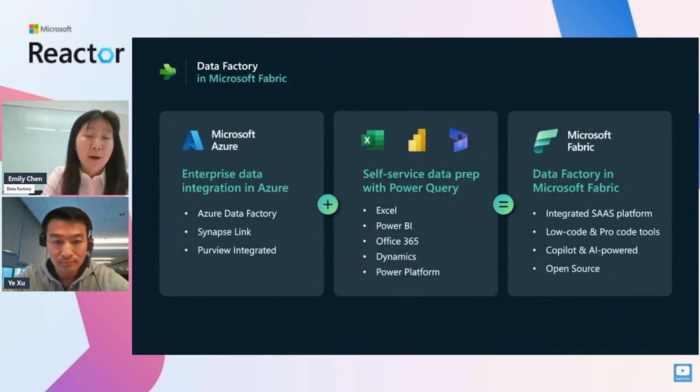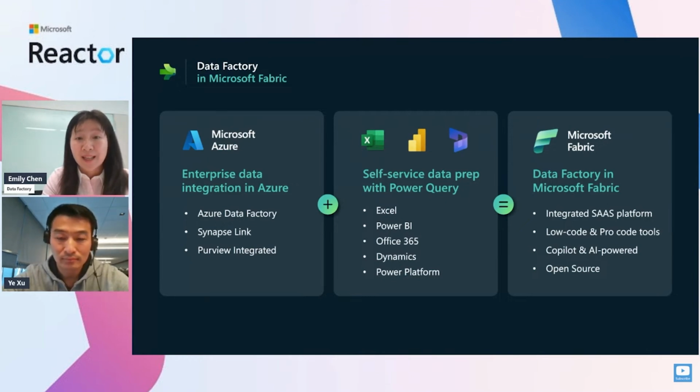For Data Factory in Fabric, we combine two together. The first is Pro DI, which is enterprise data integration in Azure. We bring together the capabilities already proven in ADF, Synapse Link, and Purview, and combine them with the self-service data preparation of Power Query, which supports Power BI, Office 365, Dynamics, and Power Platform. Combining ADF's enterprise data integration and self-service data preparation, we bring you Data Factory in Microsoft Fabric, an integrated SaaS platform, with low-code and pro-code tools together. The whole Data Factory is AI-powered, and we also embrace open source. You will see open source modules in Fabric.